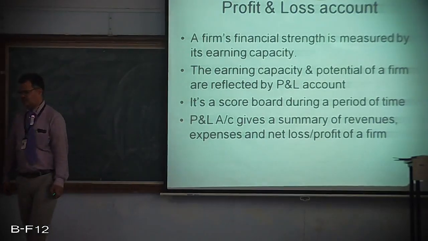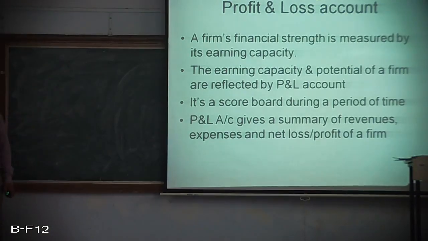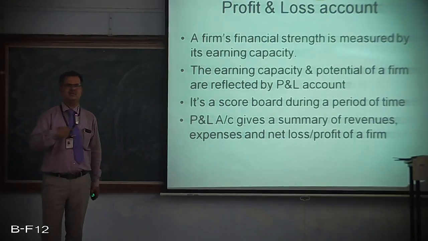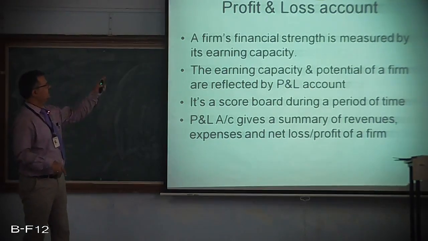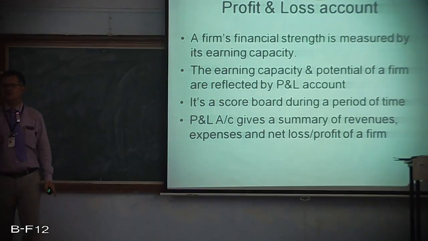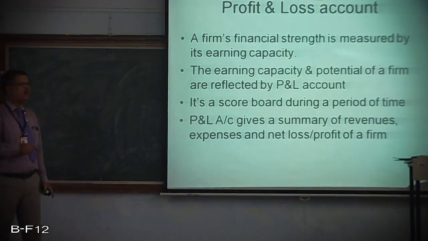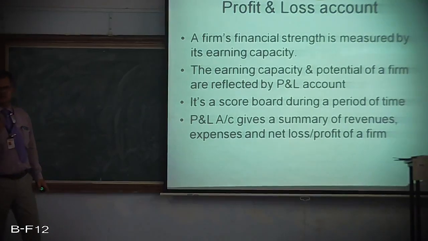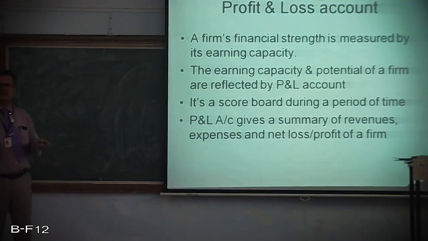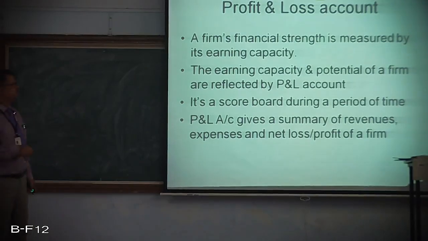Normally, when you say that the organization is doing better, their prospects are too good, they have got too much prosperity, and they are doing well. When we say that a firm's financial strength is measured by earning capacity, it means how much money they are able to earn back. That is what you can call return on investment, or sometimes the payback period: how many days, years or months they take to get the money back.